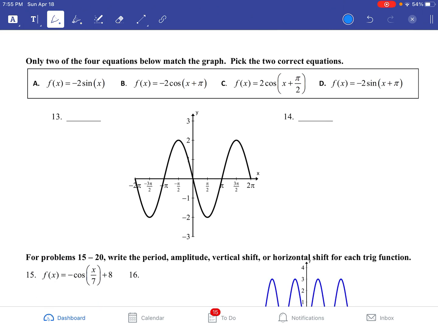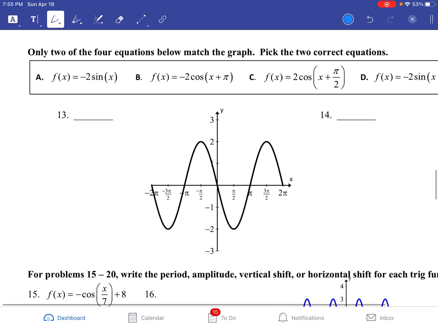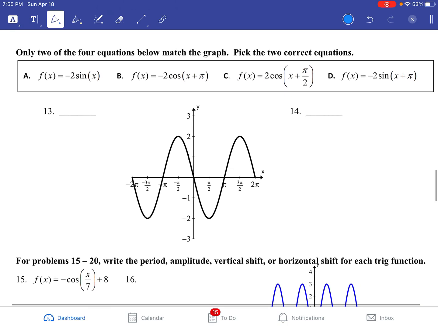Okay, so we are given a graph and 4 equations, and 2 of these are equations on our graph. All right, so let's go through them in order, and we can do the process of elimination. The period of all these is going to be the same. You can see on all the equations, the x is not being multiplied or divided by anything. So the period is 2 pi.